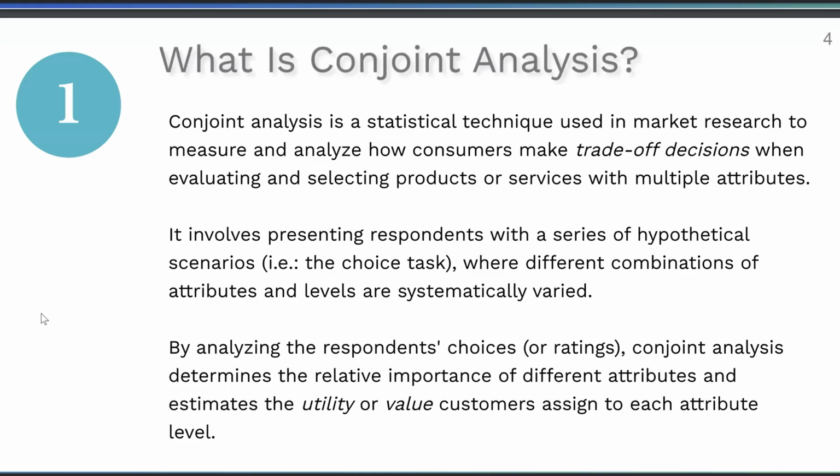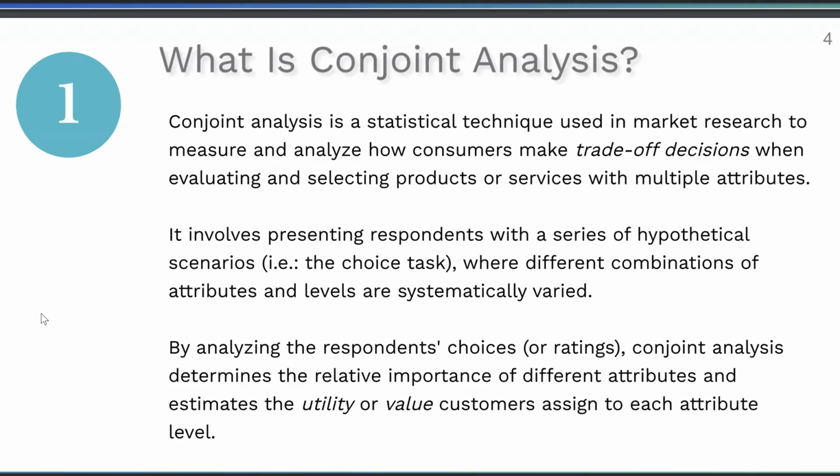Conjoint analysis involves presenting survey respondents with a series of hypothetical scenarios, which is the choice task, and I'll show you a couple of examples of that, where different combinations of these attributes and levels are systematically varied.